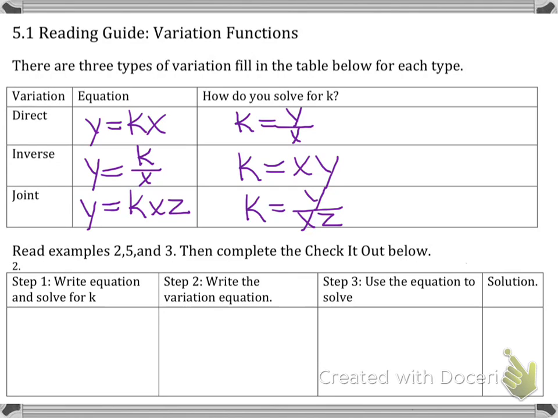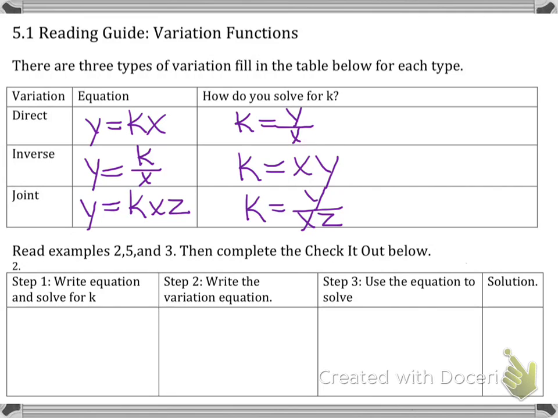The next thing we're going to look at is how do I use these equations? What do I do with them? So we're going to take a look at a couple example problems. I'm going to show you one for the direct variation, and then I would like for you to look at the other two check it out problems, being number 5 and number 3 on inverse and joint variation. So I'm going to read the problem.